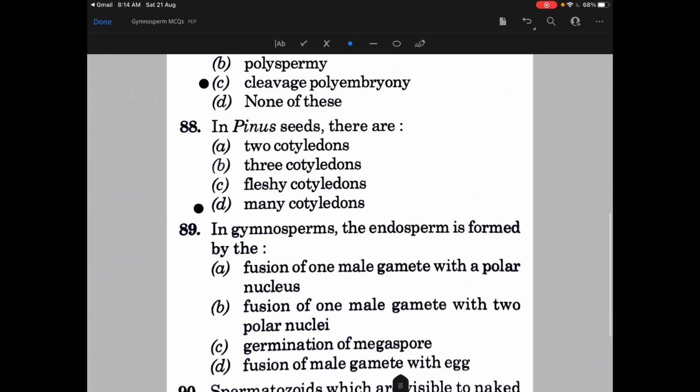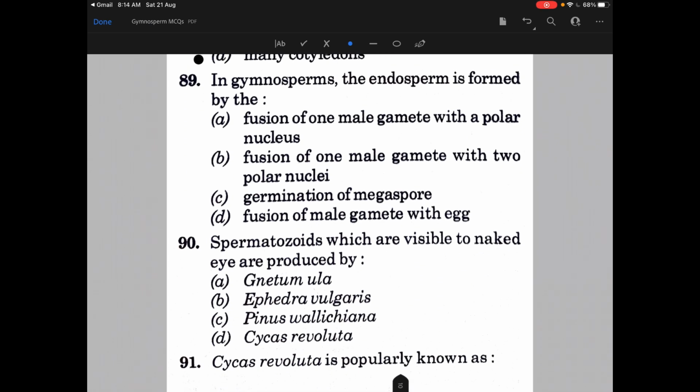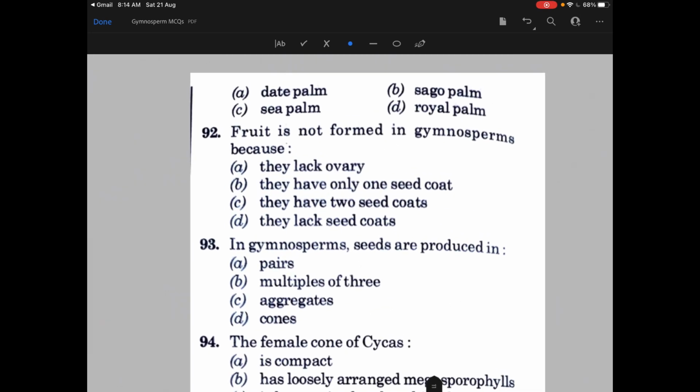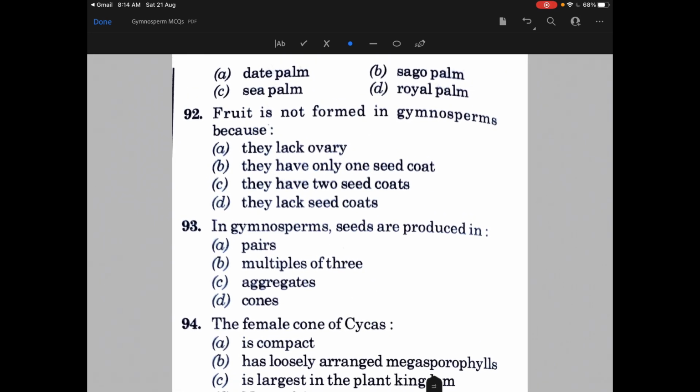Next, in gymnosperms the endosperm is formed by dash, and the answer is C, that is germination of megaspore. Next, spermatozoids which are visible to naked eye are produced by dash. The answer is D, that is Cycas revoluta. Next, Cycas revoluta is popularly known as dash. The answer is B, that is sago palm.